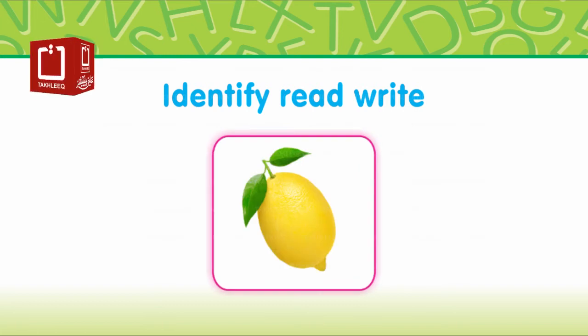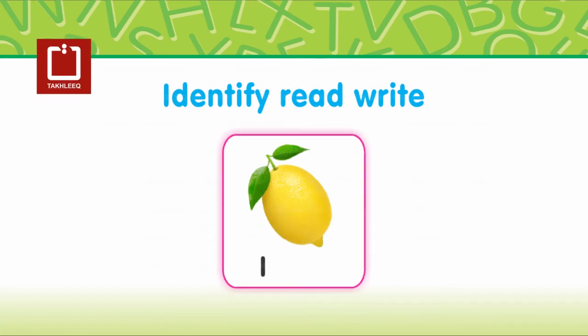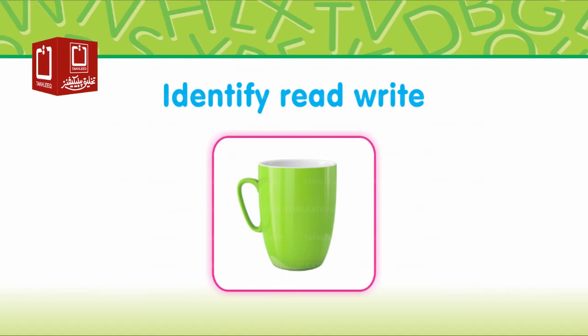We see here the picture of a lemon. Now we say the spellings of lemon. L E M O N. Lemon. So we write L E M O N. Lemon on lines. We see here the picture of a mug.